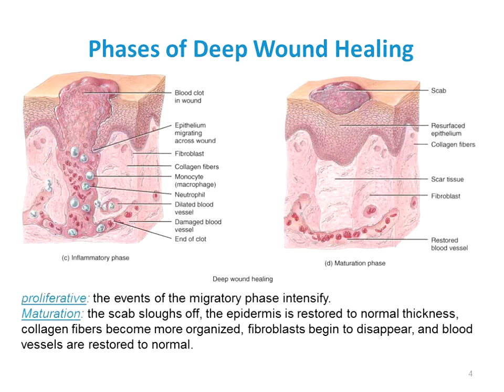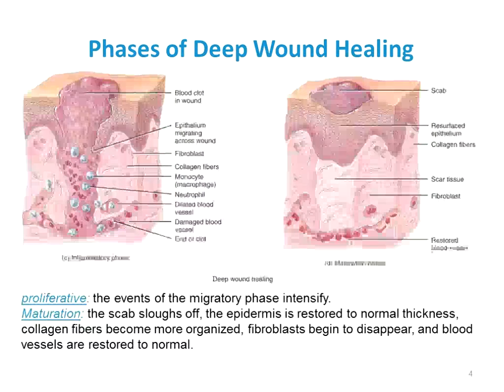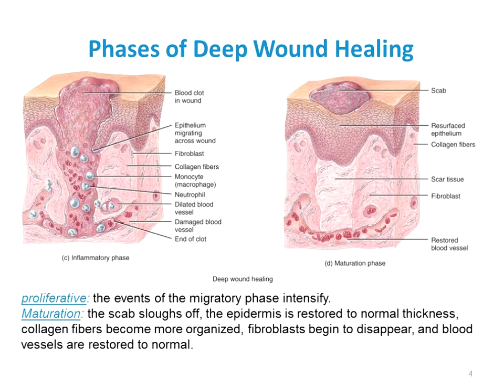Okay, proliferative stage is just the migratory phase intensifying. And then maturation, so you've got more movement of epithelium, you've got more blood vessels repairing and making new blood vessels. Maturation is here, this picture right here. And that is when the scab, you've all had a scab fall off, that would be the maturation phase.